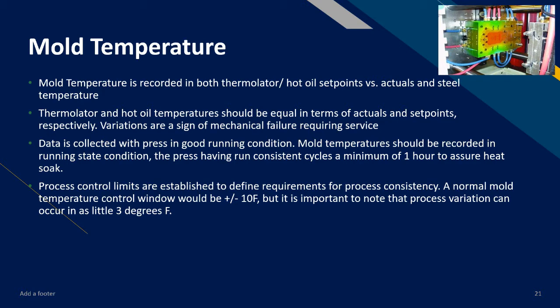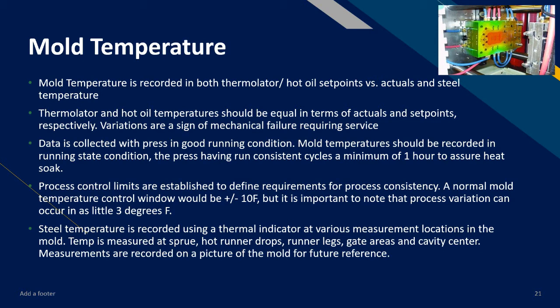Process control limits are established to define requirements for process consistency. A normal mold temperature control window would be plus or minus 10 degrees, but it's important to note that process variation can occur in as little as 3 degrees Fahrenheit.